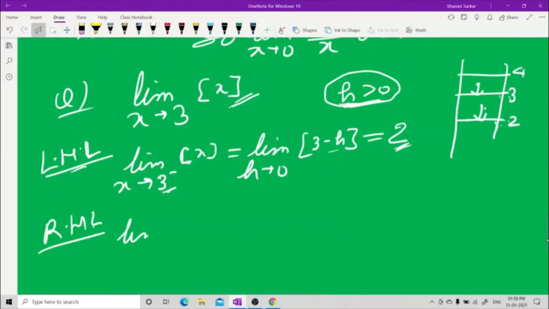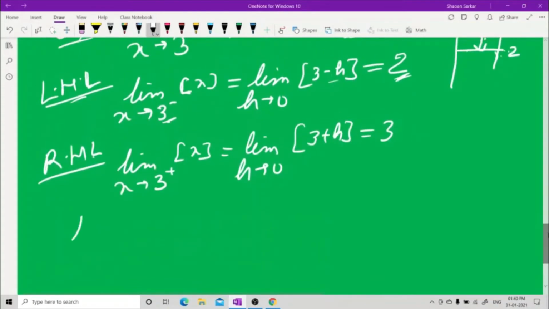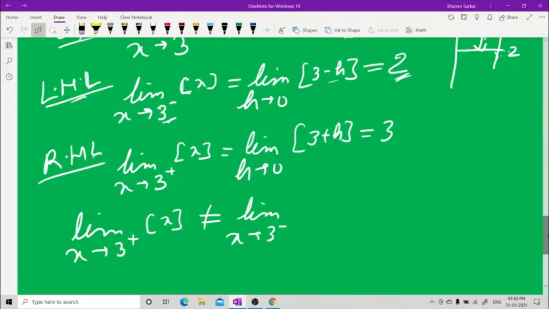Now here we come with RHL. Limit x tending to 3 plus of the floor function, you will have limit h tending to 0 of 3 plus h. Now 3 plus h is something more than 3 but less than 4, because h is a very small quantity. So it will come on this floor, 3. See, h is a very small quantity, 3 plus h will lie between 4 and 3. This is the floor function, so 3 will come. Both limits are not the same. Here you will write this way: limit x tending to 3 plus is not equal to limit x tending to 3 minus of the floor function.